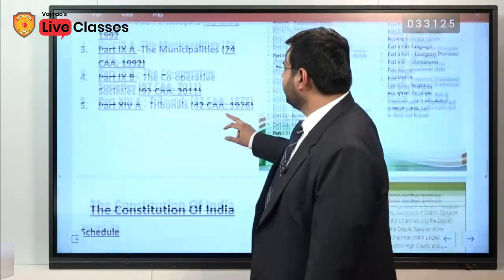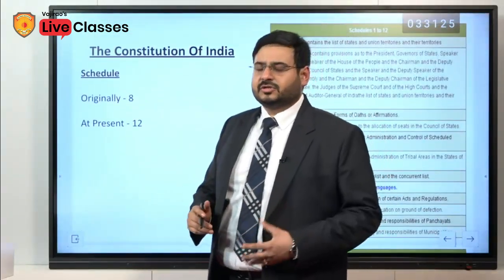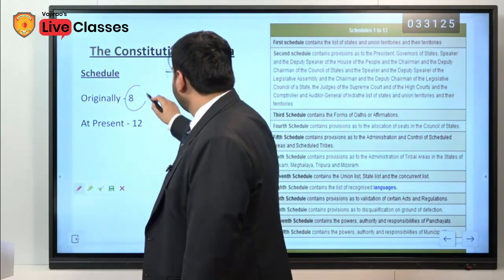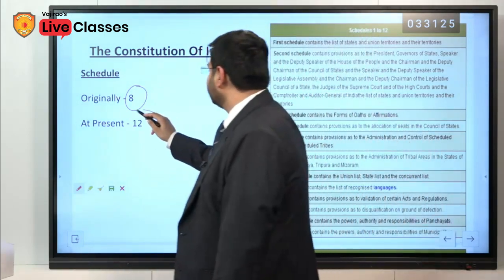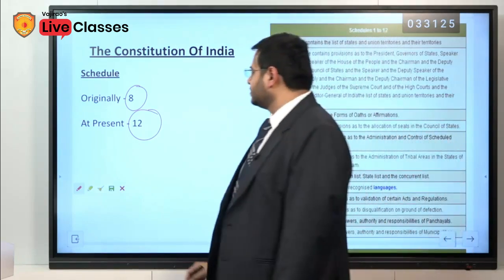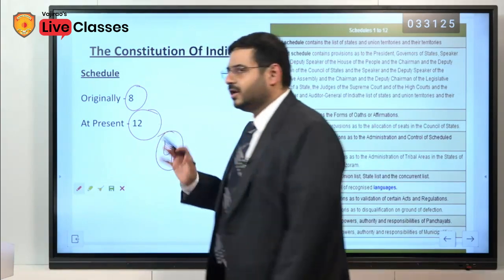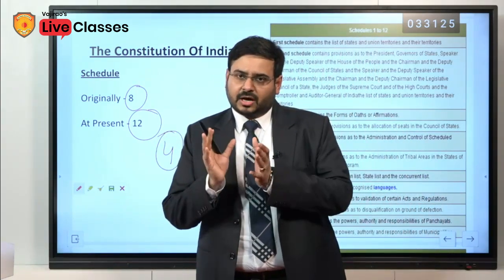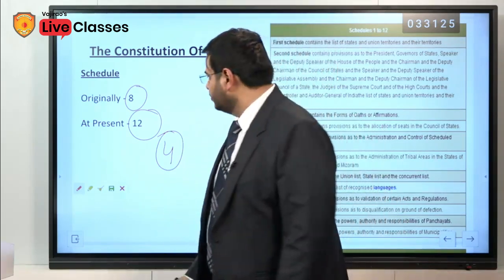Now similarly, we will go to the topic of understanding the schedules of the Constitution. So originally the Constitution had 8 schedules, but at present the Constitution of India has 12 schedules. It means the new schedules that are added are 4. Here none of the schedules is repealed. The original Constitution schedules are also there, and the new schedules are also there in the Constitution.